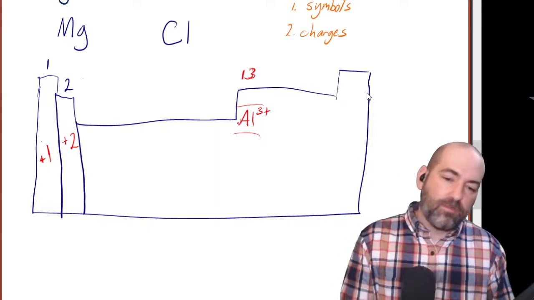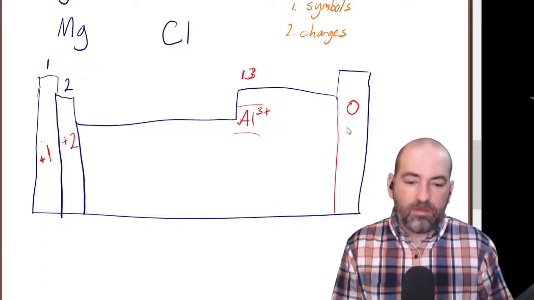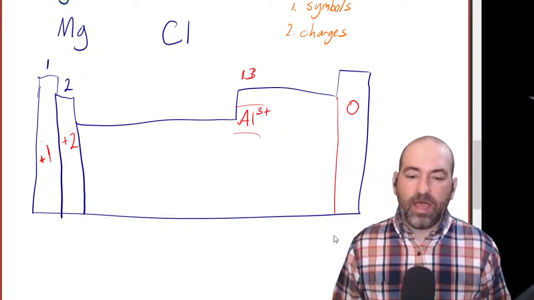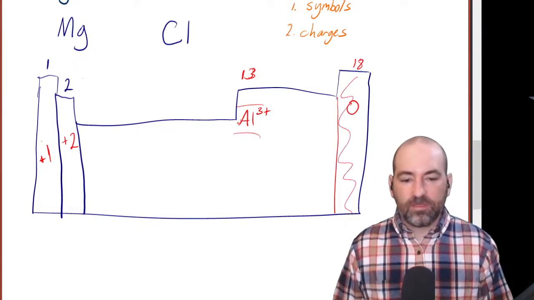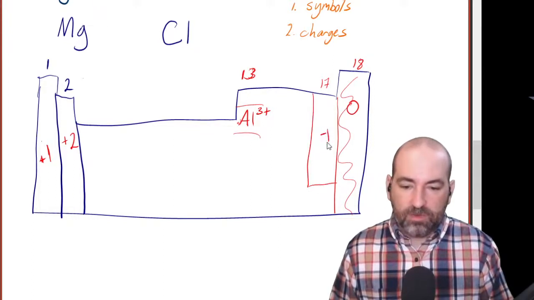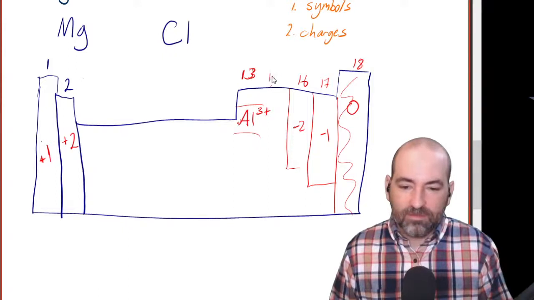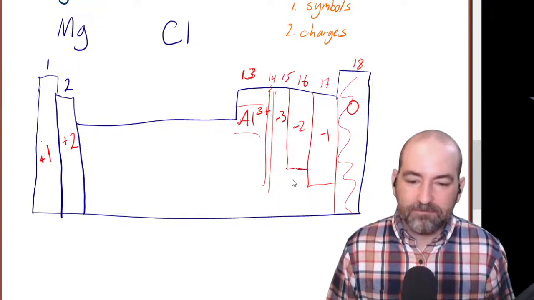Then coming in from the right side, the noble gases in column 18 don't really make ions, so we don't even have to worry about them for this project. In column 17, those are all generally -1. In column 16, they're generally -2. I'm going to squeeze out 14 here. That's okay, we're not going to worry about it. And then in column 15, we're -3. Column 14 gets a little bit more complicated, so we're just going to ignore that one.